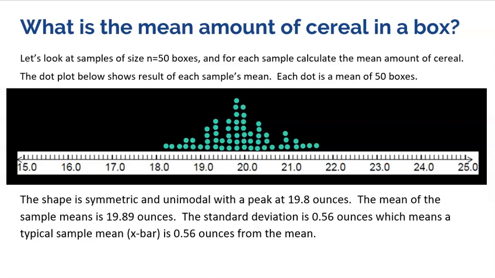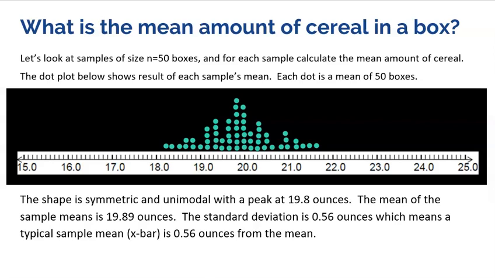So again, make sure you process that. Get 50 boxes of cereal selected randomly. Let's just say Lucky Charms. I'm going to get 50 boxes of Lucky Charms selected randomly from all Lucky Charms boxes out there. I'm going to get a mean amount of cereal in those 50 boxes. I'm going to write that number down. Maybe it's 21.1 ounces. And then I'm going to do it again.